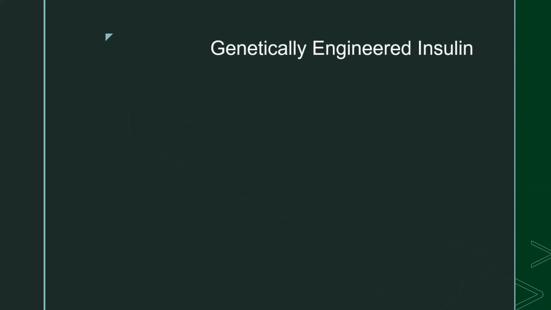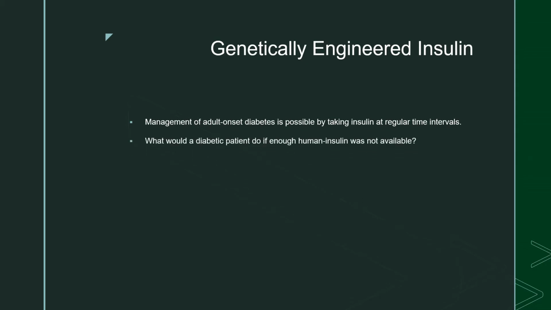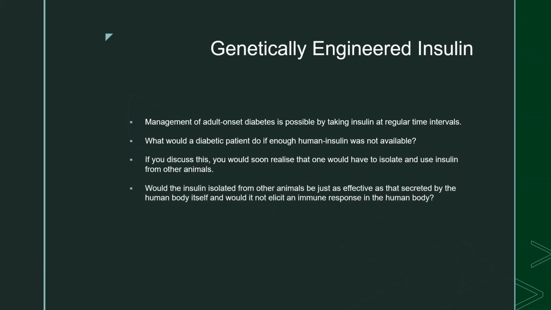Let's look into the role of biotechnology in the treatment of diabetes. Management of adult onset diabetes is possible by taking insulin at regular time intervals. What would a diabetic patient do if enough human insulin was not available? If you discuss this, you would soon realize that one would have to isolate and use insulin from other animals. Would the insulin isolated from the other animals be just as effective as that secreted by the human body itself? And would it not elicit an immune response in the human body?